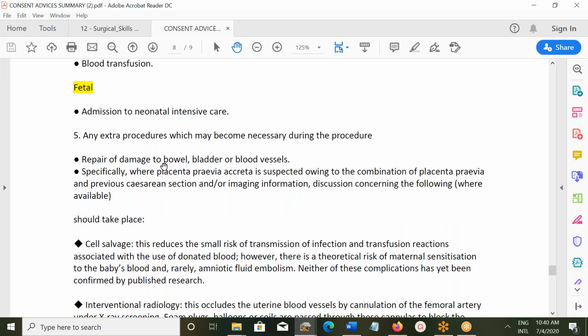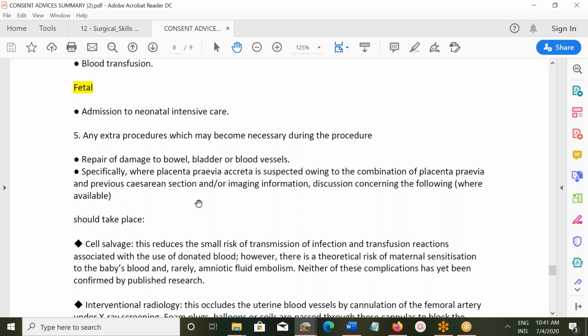Then we have to tell the woman that if any extra procedure is required when we are doing cesarean section for placenta previa, there can be damage to the bowel or the bladder or the blood vessels. Then we will have to call the colorectal surgeon, urologist, or vascular surgeon. Specifically, where placenta previa accreta is suspected owing to the combination of placenta previa and previous cesarean section and or imaging information, then discussion concerning the following should take place.